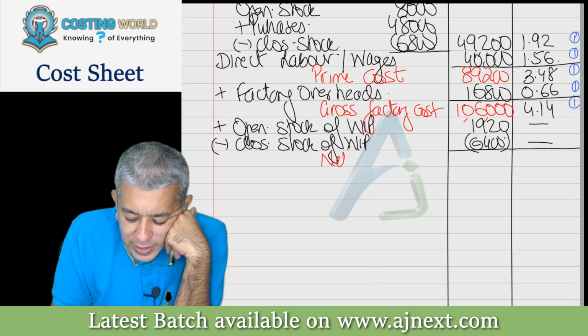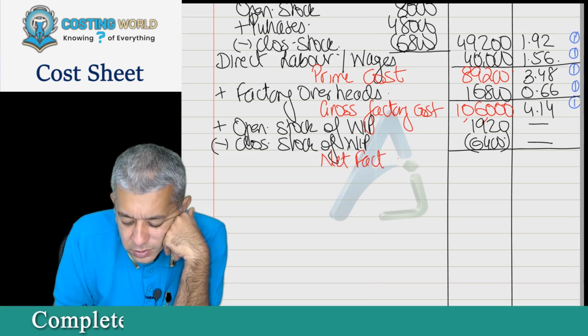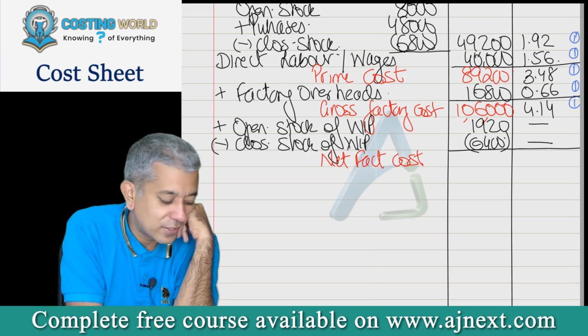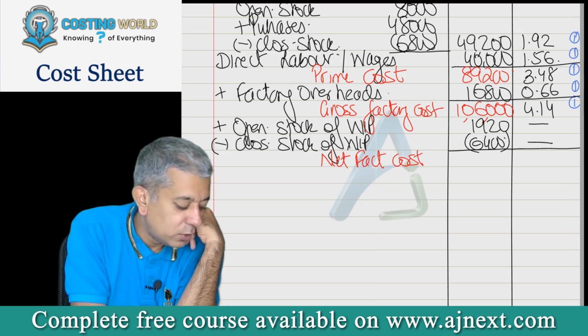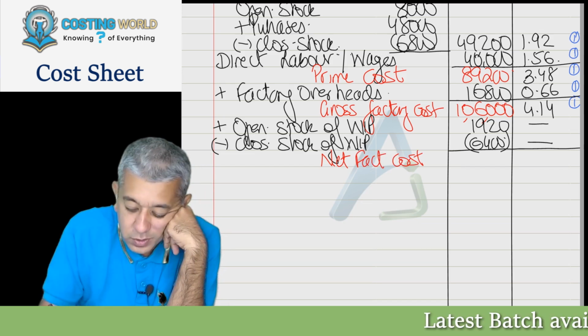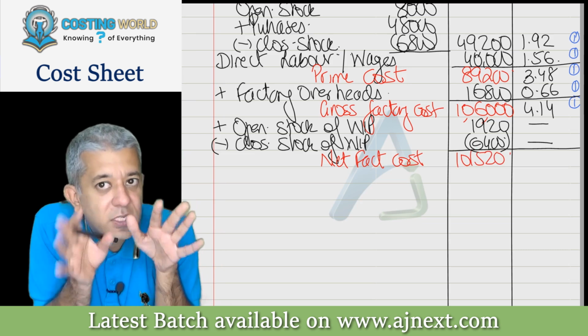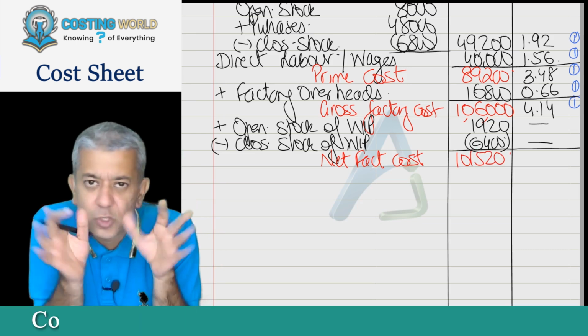Write down over here net factory cost. Pick up your calcs. 1,06,000 plus 1920 less 6,400. This is 101,520. Now, yesterday we explained cost sheet to the best of our abilities.